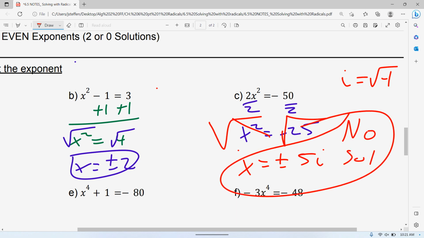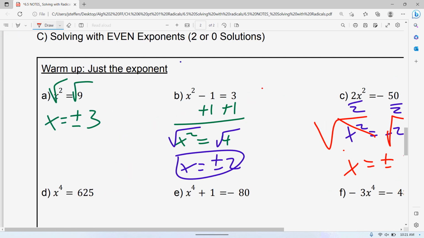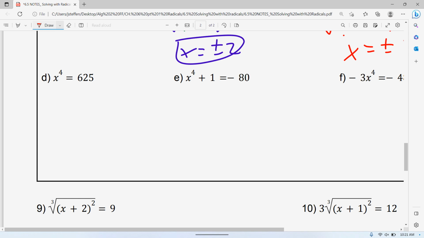So again, you're either going to get 2 solutions or no solutions from me. So moving on, now these are all fourth powers. Well, again, to cancel out a 4 exponent, take the fourth root. Take the fourth root of both of them.